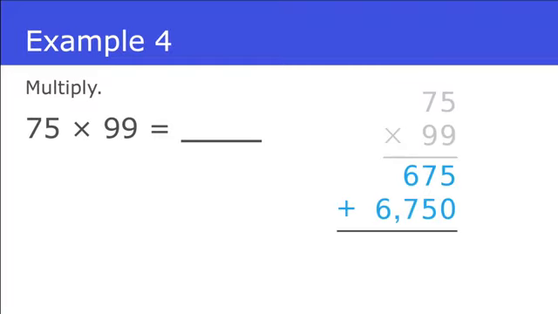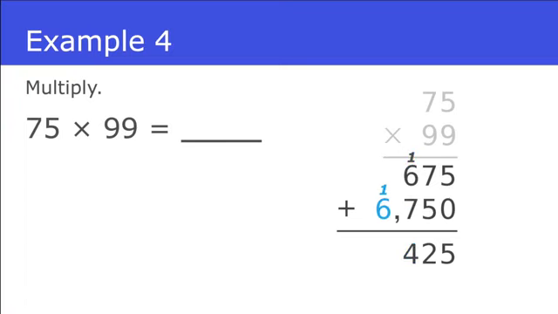Now we can add the results. We first add our ones. 5 plus 0 equals 5. Add the tens. 7 plus 5 equals 12. Bring down the 2 and regroup the 1. Add the hundreds. 6 plus 7 equals 13. Plus the 1 is 14. Bring down the 4 and regroup the 1.